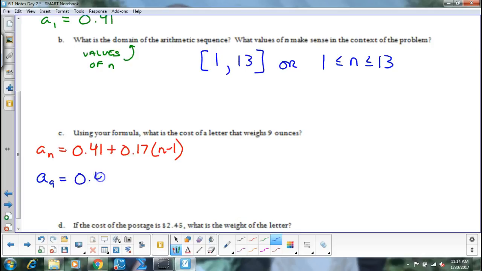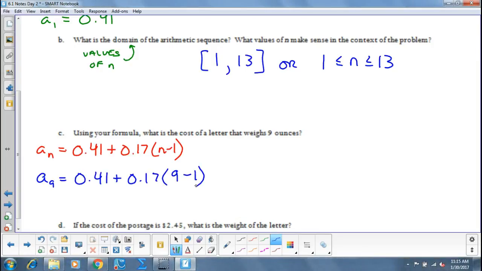equals 0.41 plus 0.17 times 9 minus 1. 9 minus 1 is 8. 8 times 0.17 is 1.36. 1.36 plus 0.41 gets me the cost of a 9-ounce package, which would be $1.77.